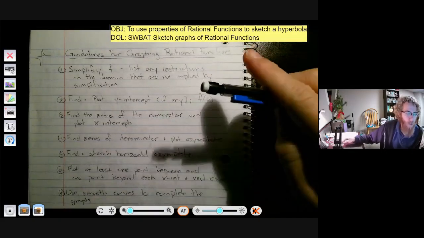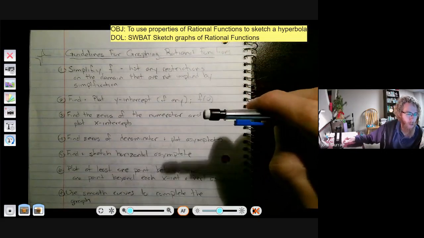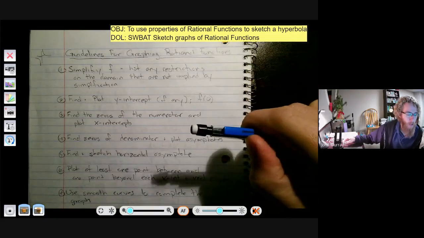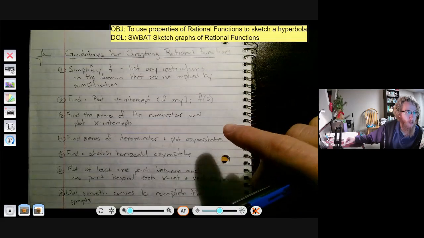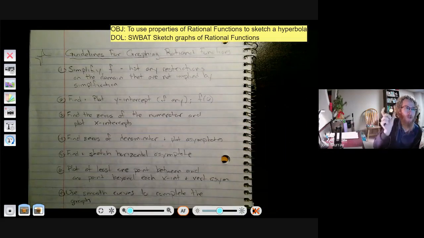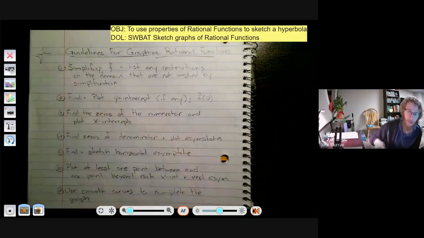The first thing you want to do is simplify your function. We saw an example last week where it was a rational function with a quadratic function in the numerator and a linear function in the denominator, but the graph was just a straight line. What happened there was we simplified our function, and it ended up just being a linear function. So we want to simplify it first to make sure we do in fact have a hyperbola, or are we just dealing with a line or a parabola or something a little simpler.